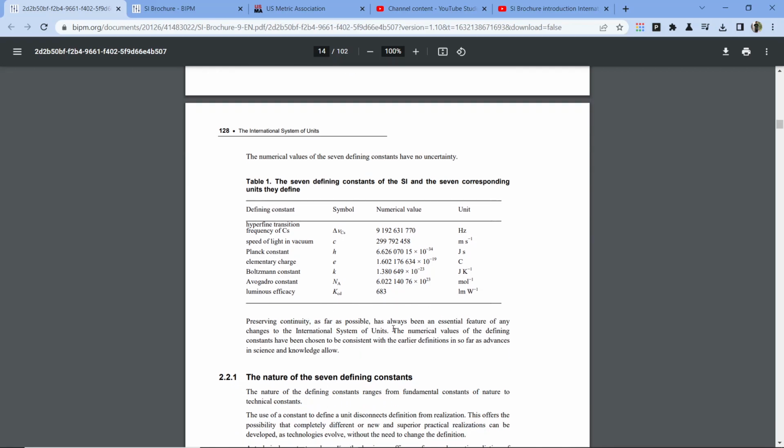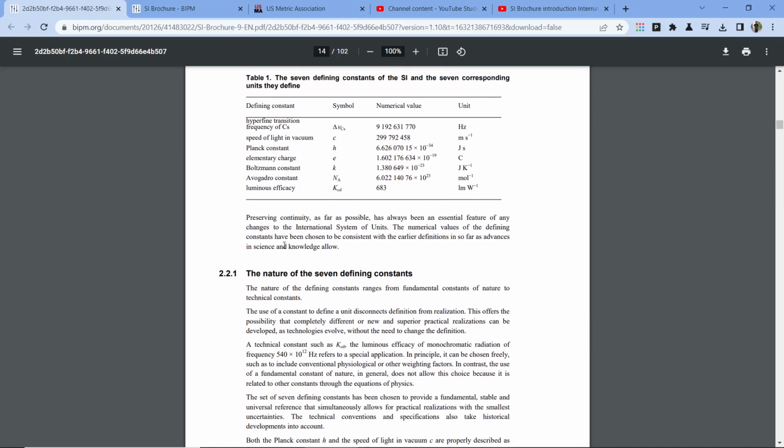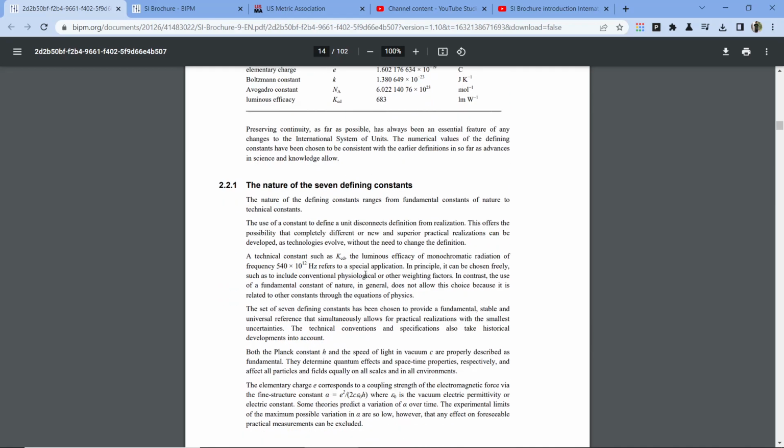Preserving continuity as far as possible has always been an essential feature of any changes to the international system of units. The numerical values of the defining constants have been chosen to be consistent with the earlier definitions insofar as advances in science and knowledge allow.